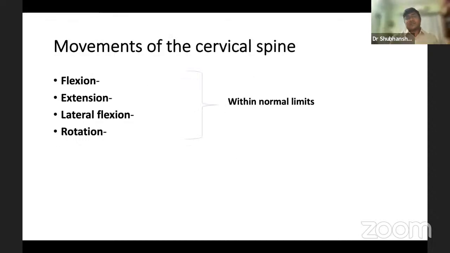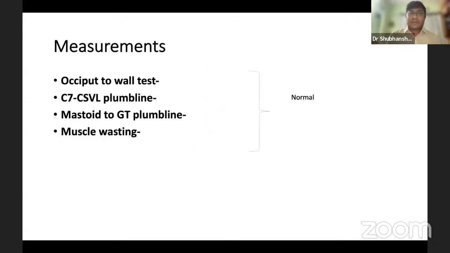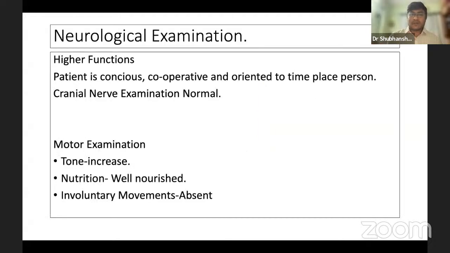The movement of the cervical spine was within the normal limit. I checked for flexion, extension, lateral flexion, and rotation. The measurement was done with the occiput to wall test, C2 to C7 plumb line, mastoid to GT plumb line, and muscle wasting, all were normal.